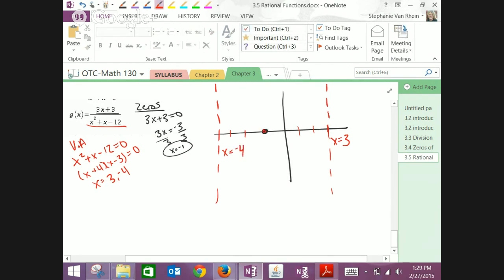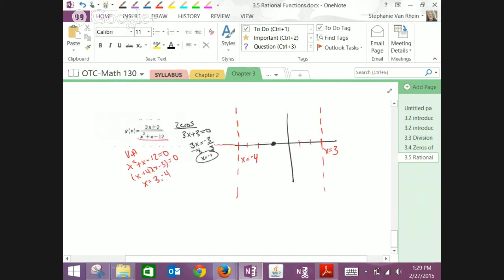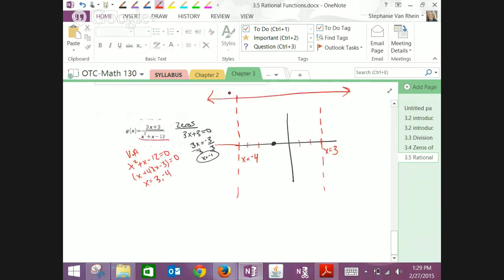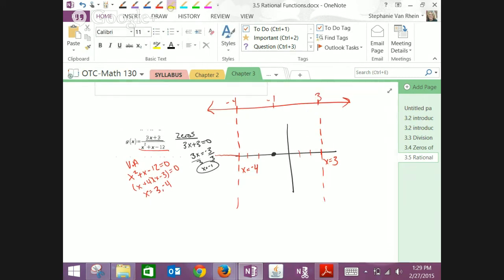So the only places I can cross the x-axis or jump are at minus 4, minus 1, or 3, right? If I do this on top with my number line, I have minus 4, minus 1, and 3. What this is saying is that anywhere in this region, if I'm above the x-axis, I have to stay above it. If I'm below it, I have to stay below it. You can see that?